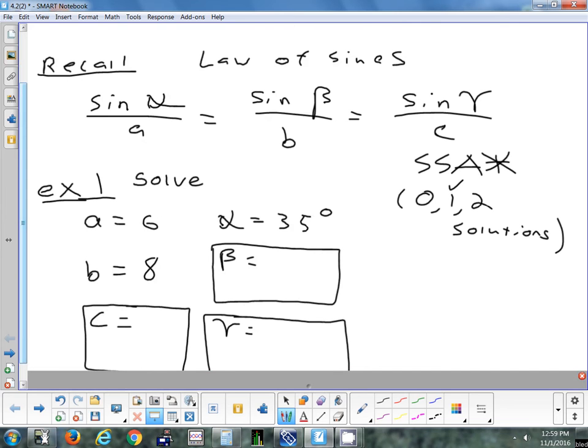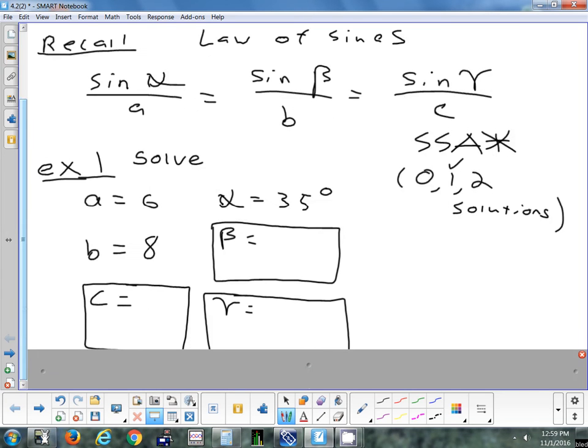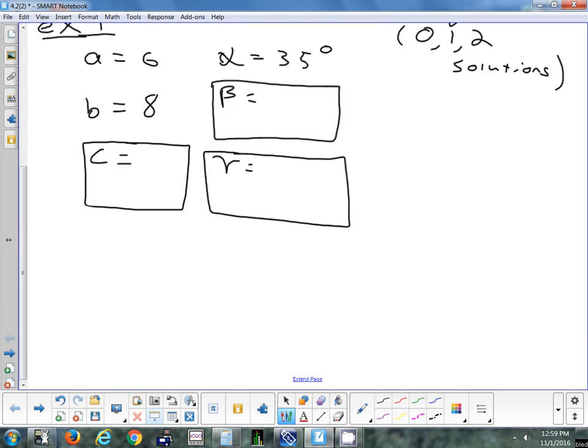Selena, what do I have to find first out of the 3 boxes? Beta. Yeah, we have to do beta first, because at least I've got something in that row that can help me. So we'll set up our law of sines and see what happens. Jake, can you tell me what row, besides the second row, because we're going to use that to find beta, what other row do I have to use? First row, and how would I plug that into my formula?